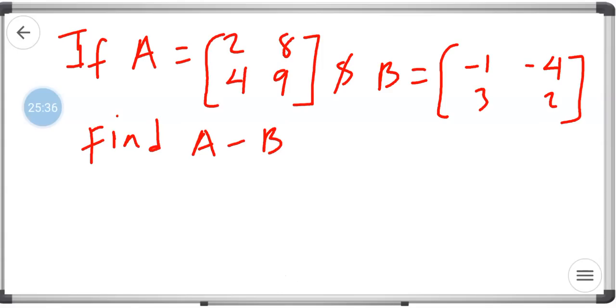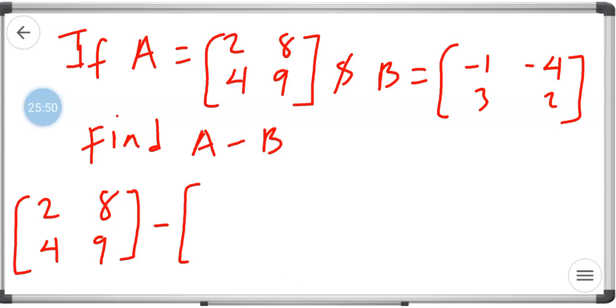B. So we want to subtract. So in doing that now, let's place them. So matrix A, that's 2, 8, 4, 9. That's matrix A. We want to subtract. And matrix B, that's -1, -4, 3, and 2. We want to subtract. So equals, so from here now, this is 2 minus.